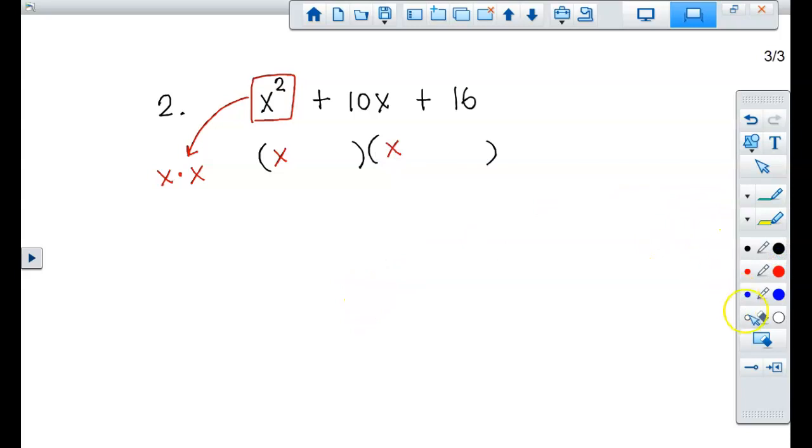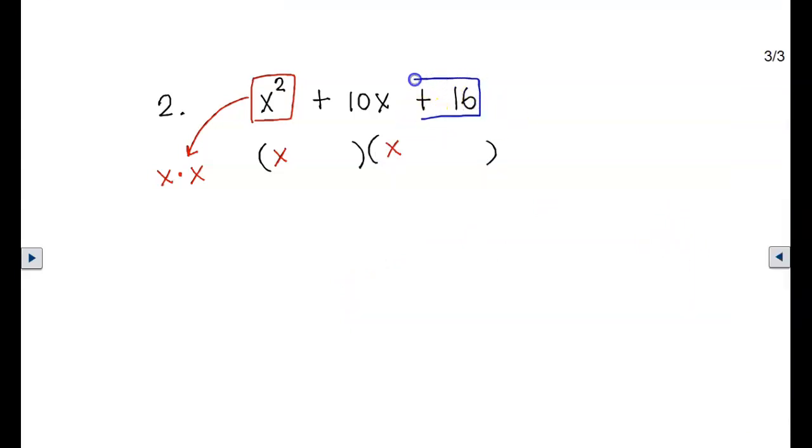Now, my 16 is going to take a little more work because there's more than one way that I can multiply and get a positive 16. I could do 1 times 16. I could do 2 times 8. I could do 4 times 4. So all of those are ways that I could get a positive 16.